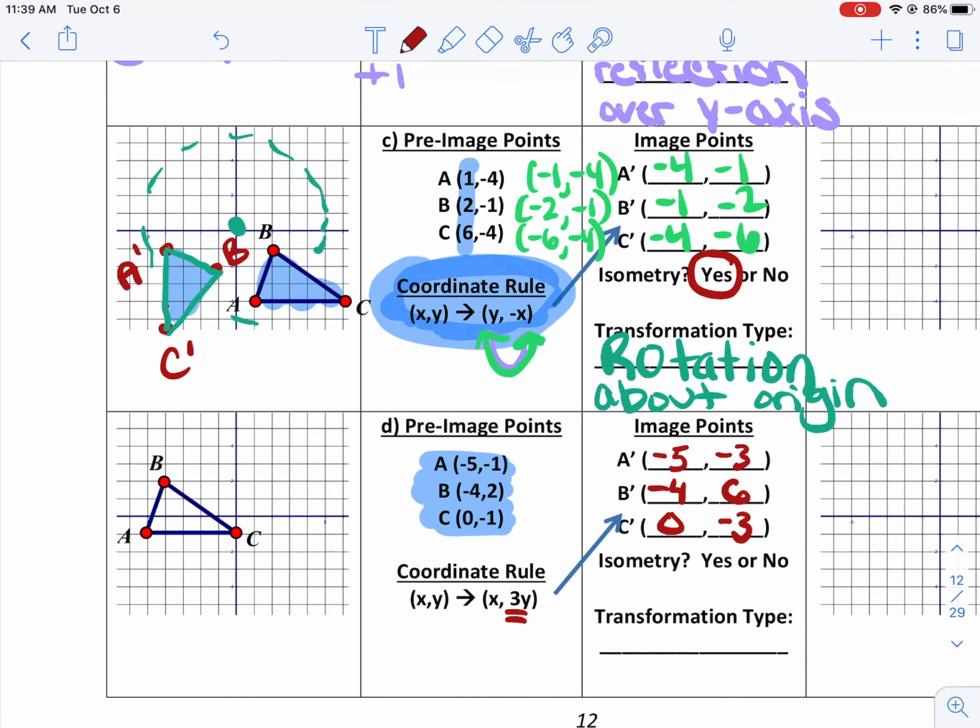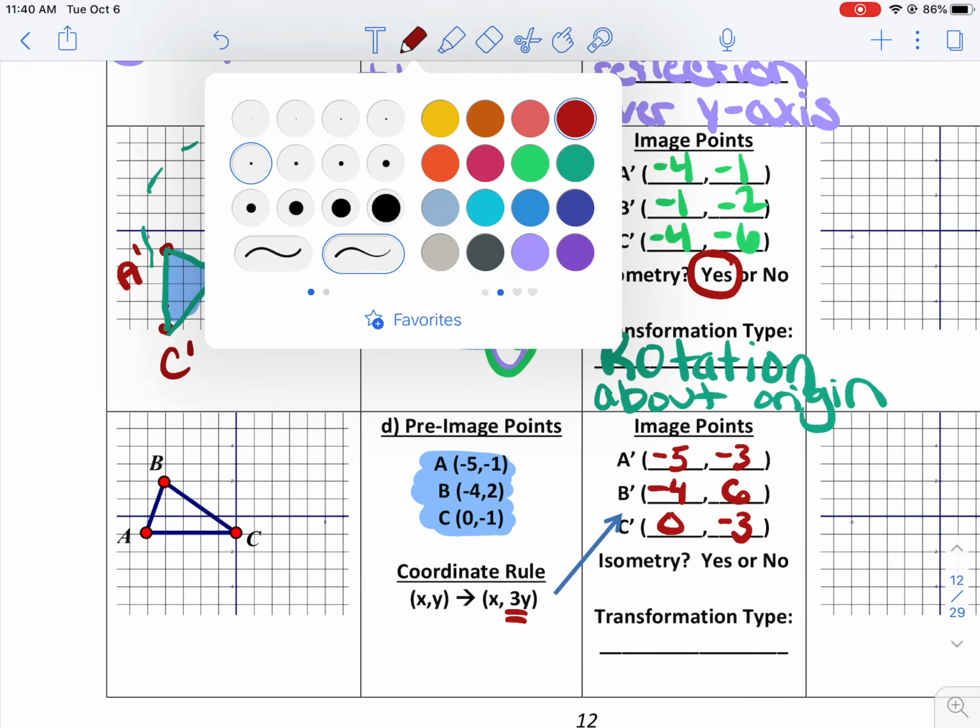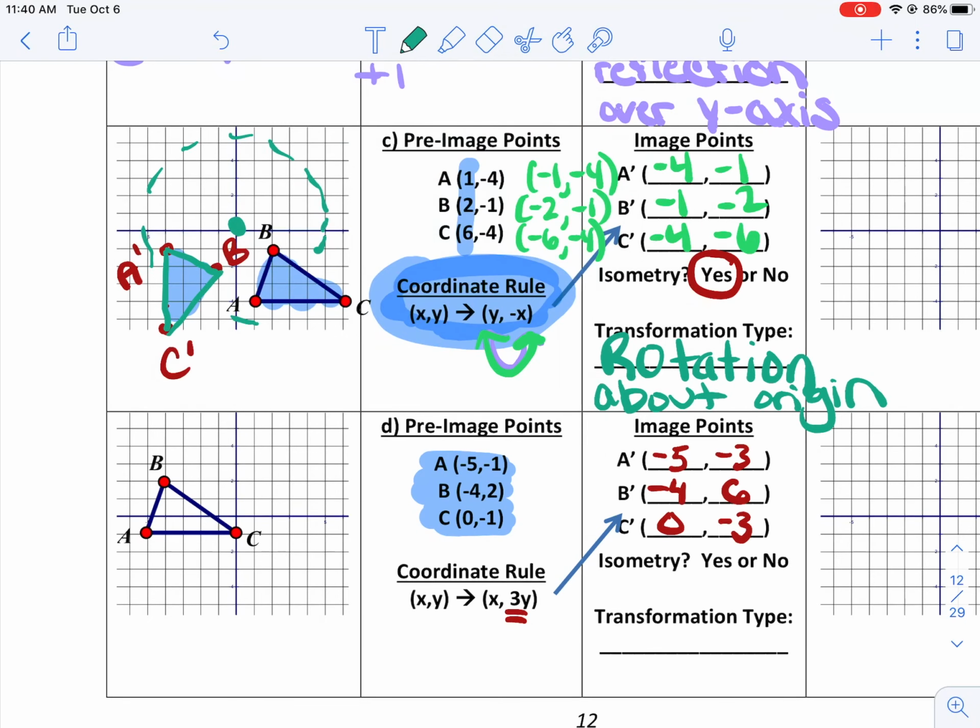So now when we plot these, let's take a look at what this does to our shape. So I'm going to go -5, -3. And don't forget to label them. So this was our A prime. This is our B prime. All of a sudden, I'm noticing this shape might look very different from our original triangle. And then we have 0, -3.